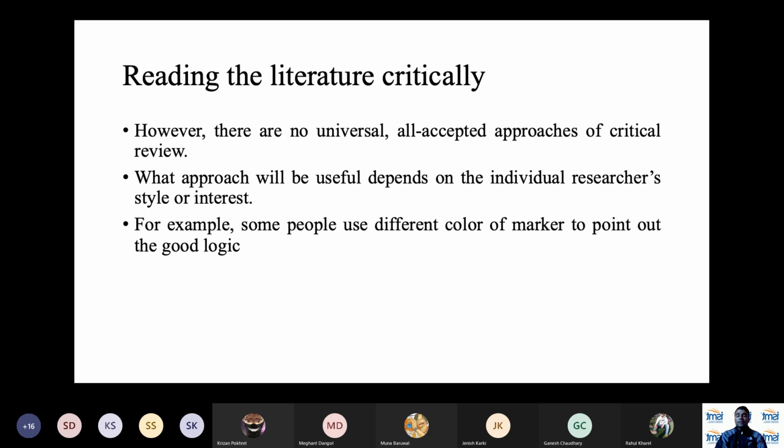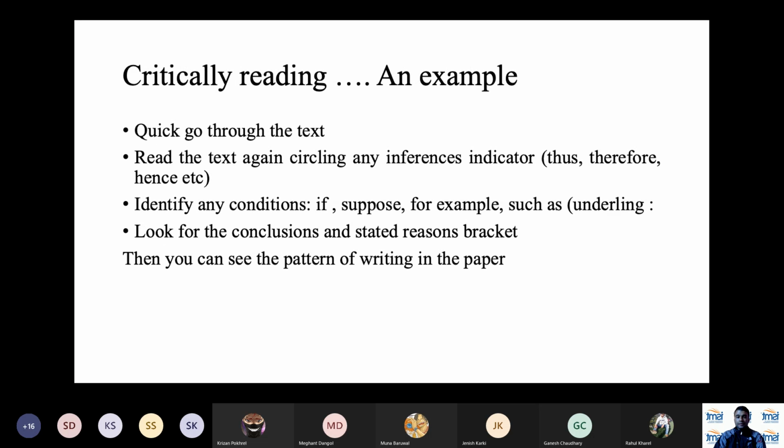But there is a certain generic process on how to read the literature critically. We'll come to it on our next slide, how to review the literature critically. There are some aspects that you can follow for beginners like us. So an example is you can go through the text. This is just an example because it might not be applicable for your research, or you might not feel comfortable using it in your context. You can modify it based on your situation or circumstances.